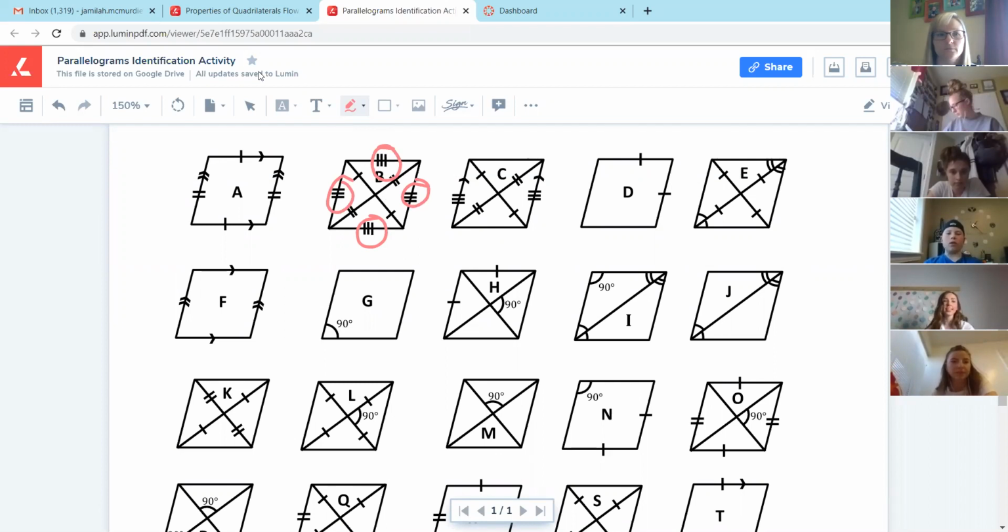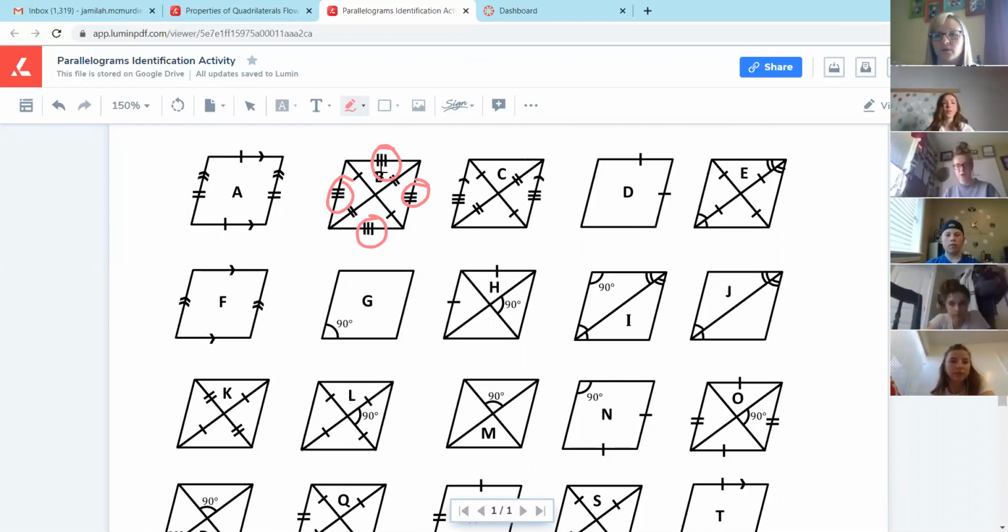Oh, a square? Well, a square, but if it doesn't meet all the requirements of a square. Oh, a rhombus? Yeah, a rhombus. So a rhombus has all 4 sides that are congruent. Now if it meets any of the requirements for a rectangle, then we could add that it's a square, but it doesn't.